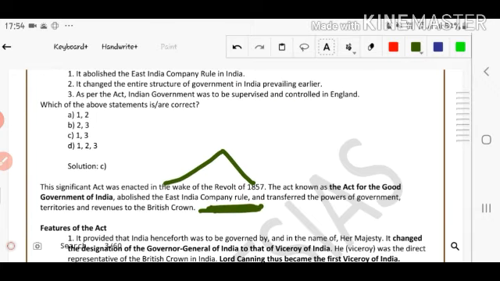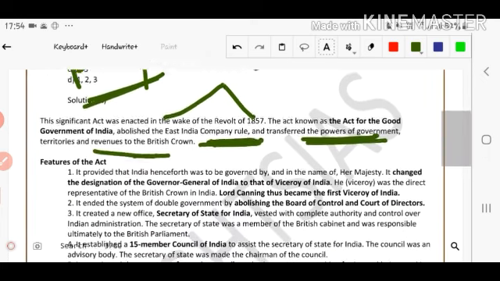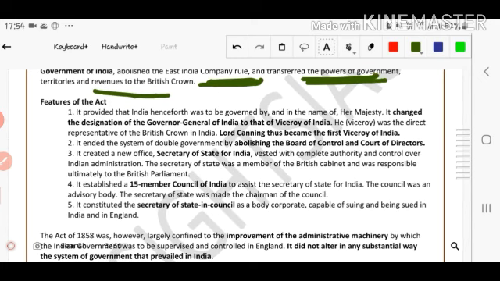The mutiny that we are facing was the revolt of the people of India against the East India Company. It transferred the government, territory and revenue of India to the British Crown. What are the features of the Act? India henceforth had to be governed in the name of His Majesty, meaning the name of the Crown is signified here. It changed the designation of the Governor General of India, who is now called the Viceroy of India.